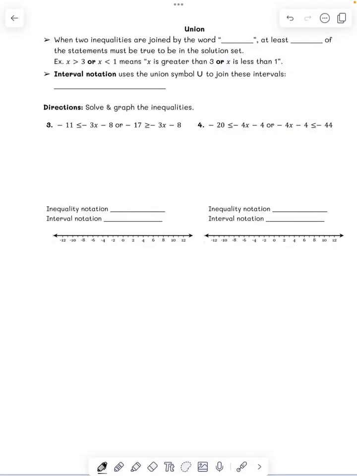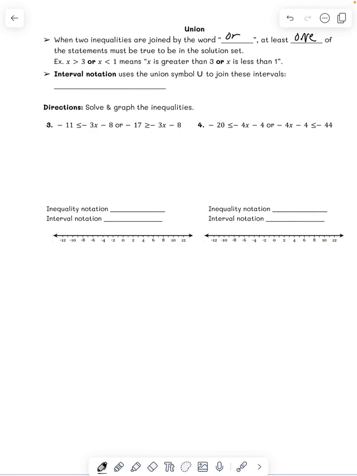All right, so in this video, I'm going to cover the back side of the notes, and we're going to talk about union. So when two inequalities are joined by the word or, at least one of the statements must be true to be in the solution set. So example, x is greater than 3 or x is less than 1.